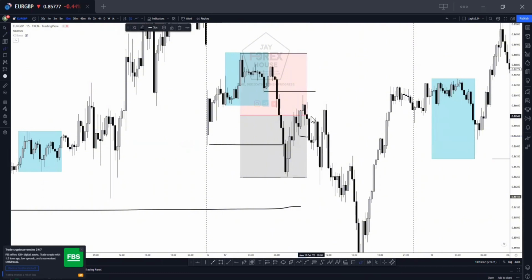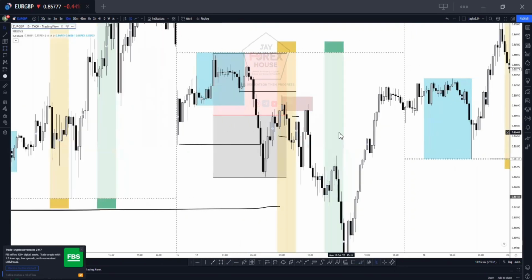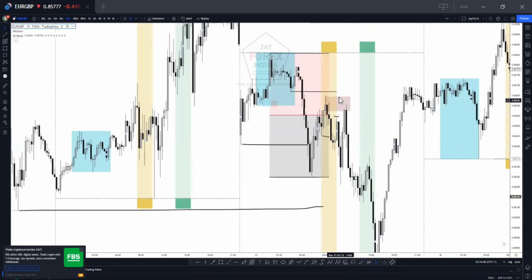Okay, so we have this inducement, and then this POI becomes a point of observation, right? So let me put down the kill zone again. You see this is an intersection between the London and then the New York. This particular point is 11 p.m. my time. This is when I'm coming online to look for a setup.